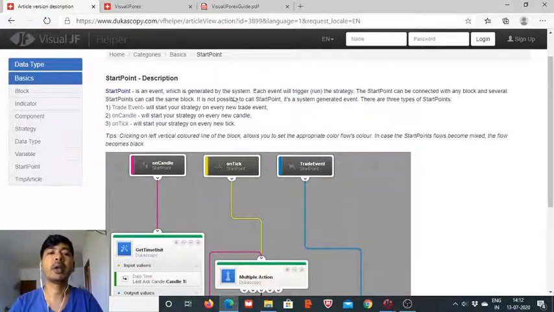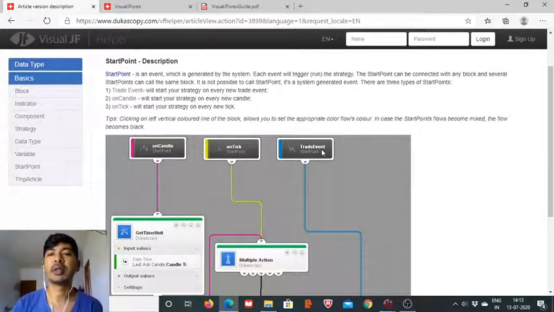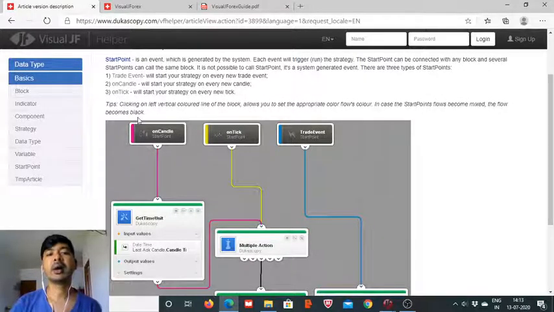And start point, as you can see, is an event which is system generated, and this is mandatory. You will need the trigger point for the algorithm to run, and the start point will provide that trigger for any algorithm which you will be developing. So here you can have these three options: on candle, on tick, and trade events. We will consider all these three options in detail, and if we see one by one, on candle first.